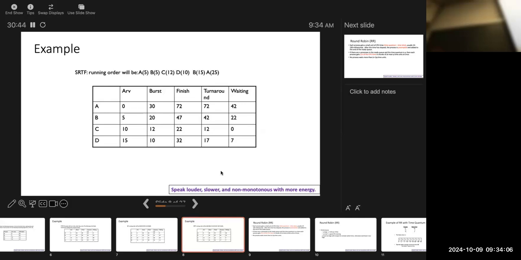Put it back. Then C will be executed for 5 time units. Put it back. A will be executed for 5 time units and so on. Right? You got the idea. Any questions?